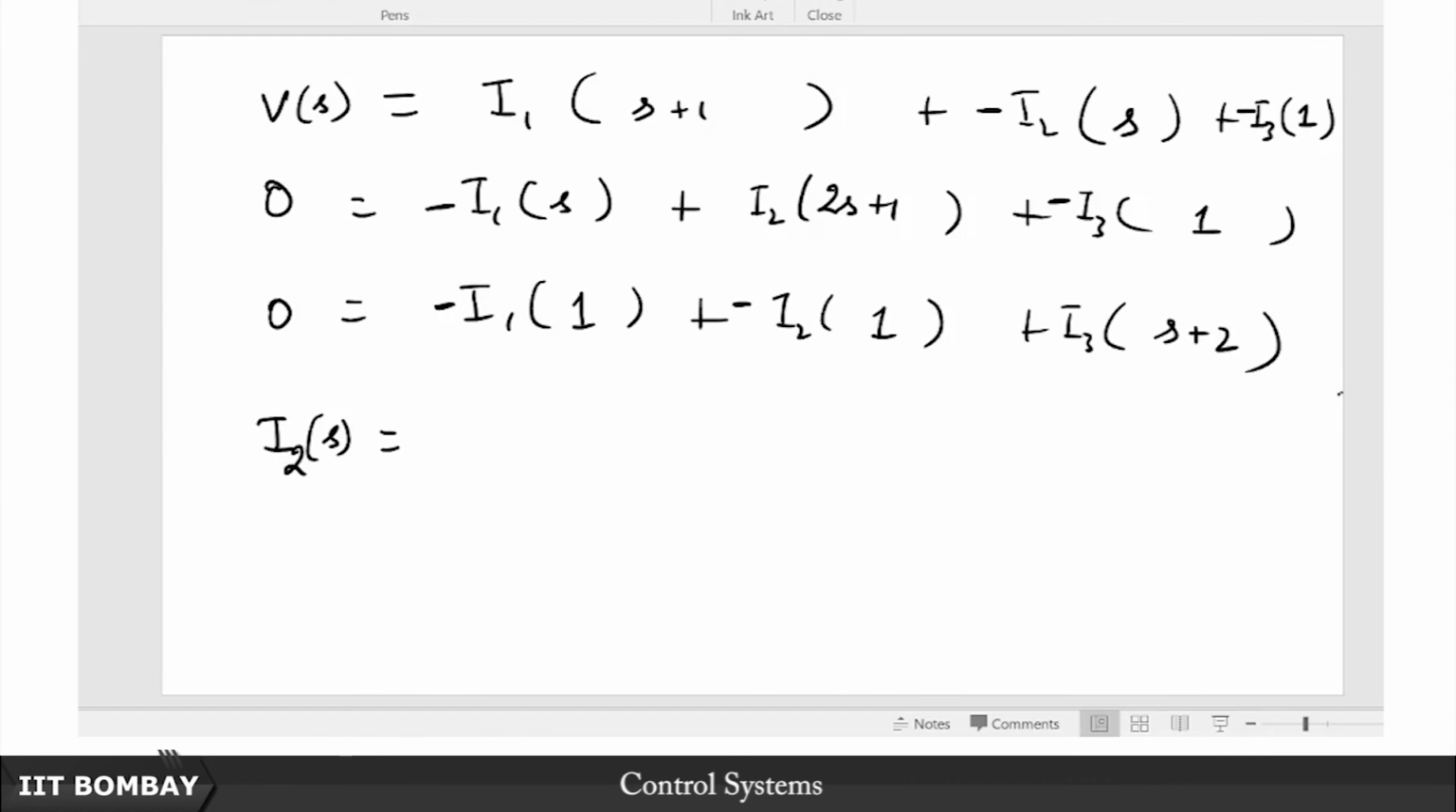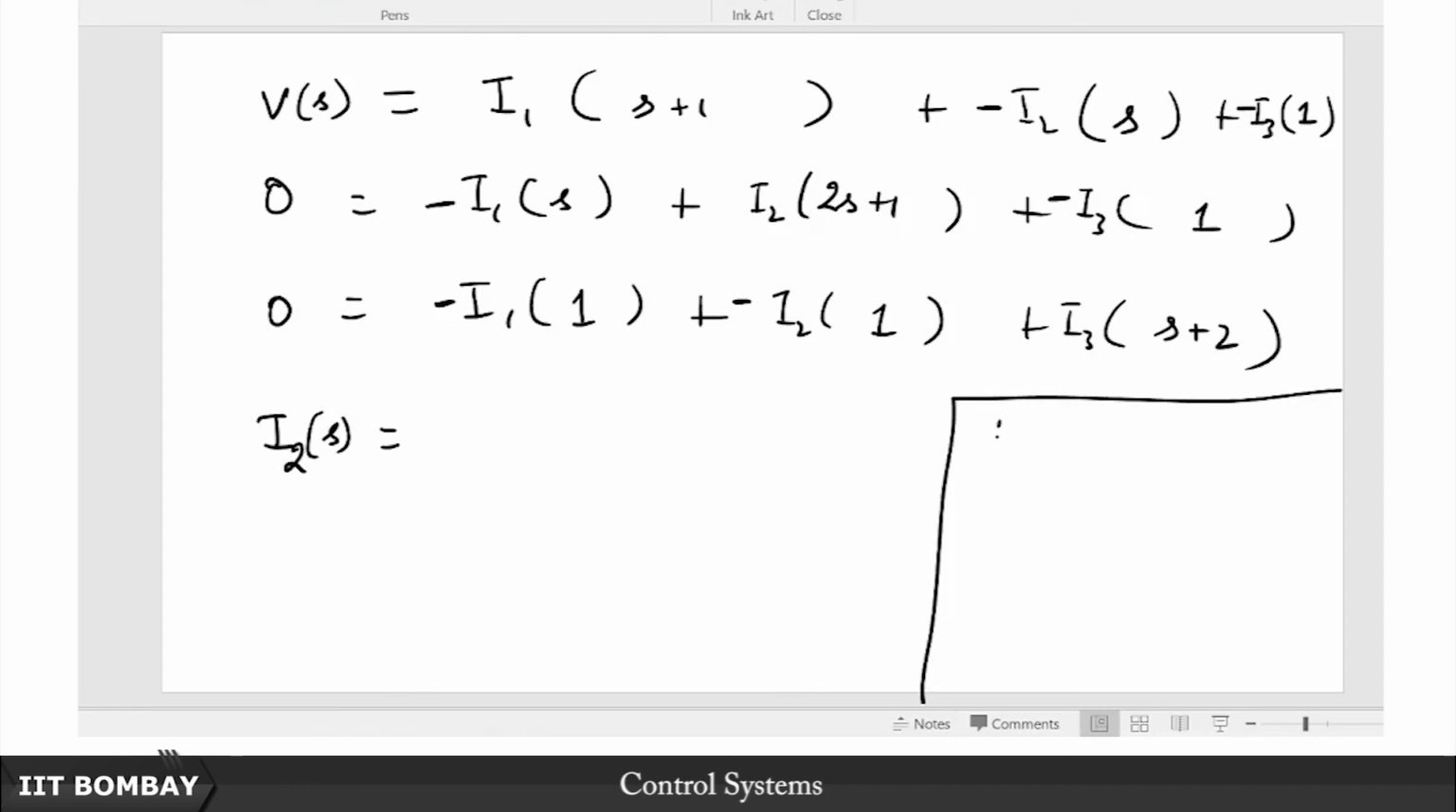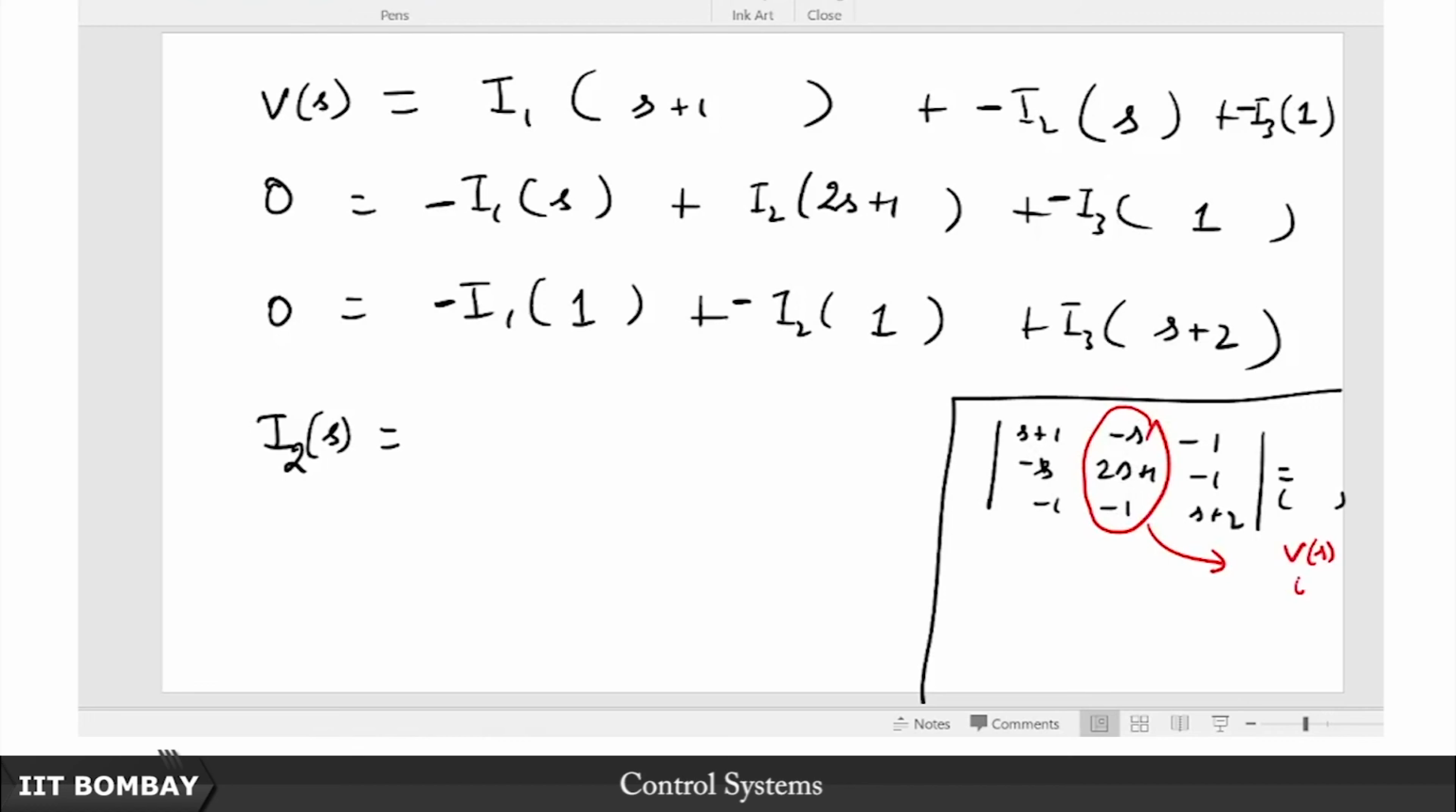So let me just do a footnote sort of a calculation here. Basically what we are trying to determine is the determinant with rows S plus 1, minus S, minus 1; minus S, 2S plus 1, minus 1; minus 1, minus 1, S plus 2. So we want to evaluate this determinant equal to some function of S. This is going to be the denominator, and then if you want to evaluate I2, you just replace this column by Vs, 0, 0, right, and you get the second determinant.